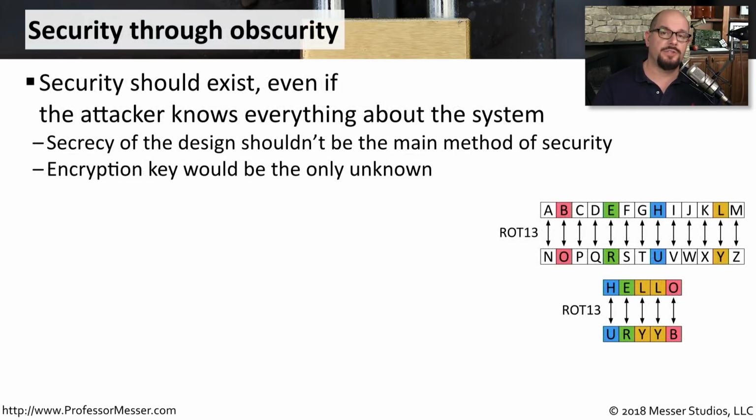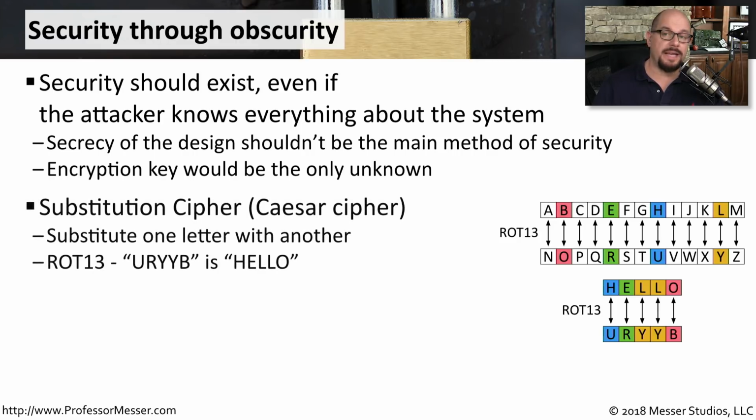The best kind of security exists when the attacker would know everything about the way the system works, but still would not be able to gain access to any of the data. If you're trying to keep the design of a security system secret as its only method of security, we call that security through obscurity. A good example of security through obscurity is the substitution cipher. This is the Caesar cipher, where you substitute one letter with another one.